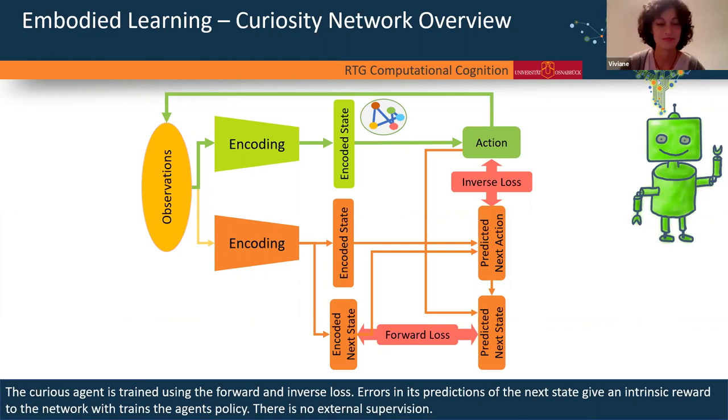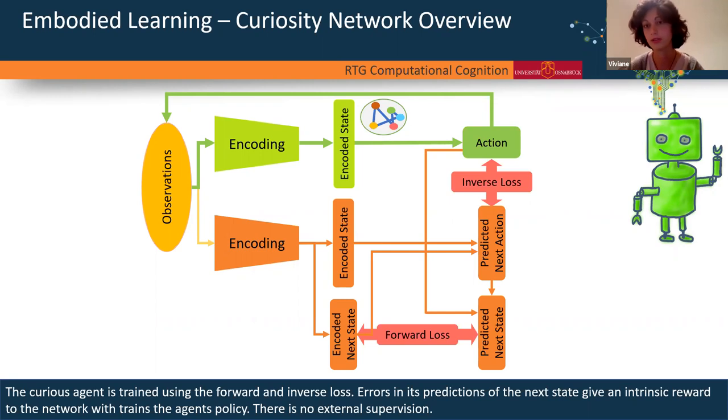All right. So the green part is the normal part of the reinforcement learning agent that is usually just trained with rewards from the environment. And then we have the orange part, which is also an encoding of the observations. So the observation is again encoded, similar to the green part, into an encoded state. And then it has two different tasks. One task is to use the encoded current state and the encoded next state to say which action was performed in between these two states.